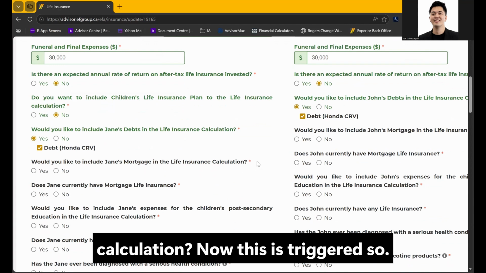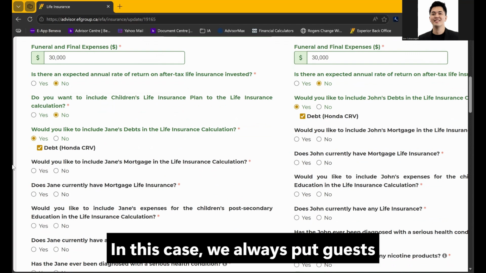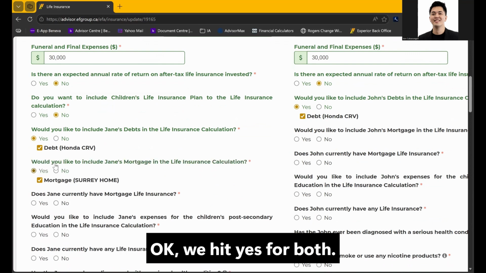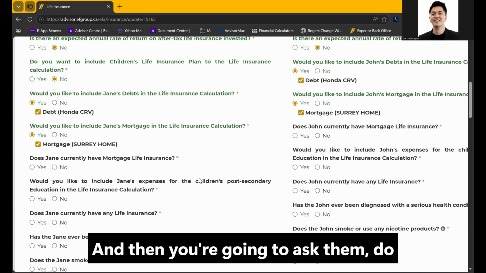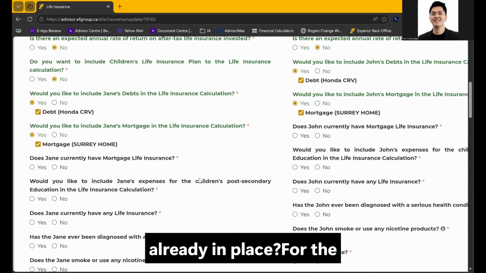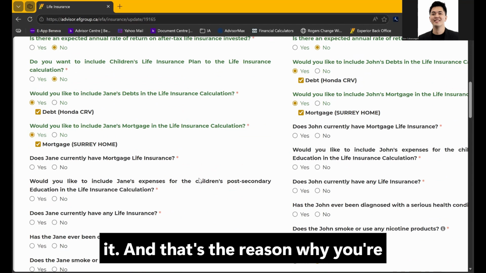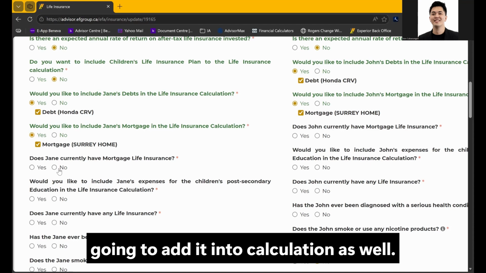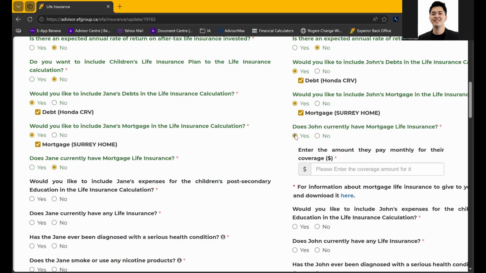Now, this is tricky. So, in this case, we always put yes. Okay, we hit yes for both. And then you're going to ask them, do they have a mortgage life insurance already in place? For the most part, majority of them don't have it. And that's the reason why you're going to add it into calculation as well. So no. Otherwise, if they have it, then you hit yes.